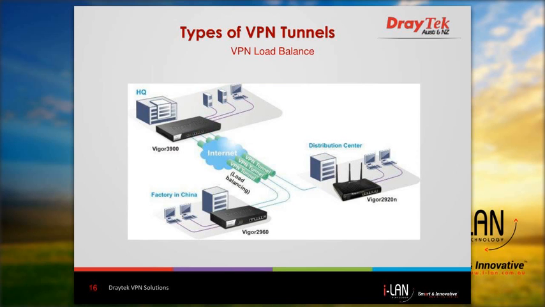VPN trunk management lets you set up VPN load balance between two sites. What this does is let you set up two VPN tunnels between two sites running over separate WAN connections. These two VPN tunnels are combined to provide a larger bandwidth pipe between the two sites, which will result in improved VPN performance, as well as provide redundancies should one of the VPN tunnels go down.